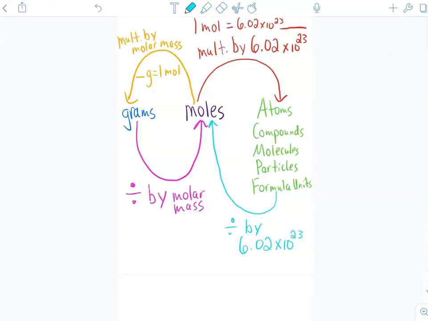Now we're going to look at, if we're given grams and we need to go all the way to atoms, compounds, molecules, particles, formula units, or the opposite. Okay, so we're still using this chart that we had made whenever we looked at our single step conversions. I'm not going to redraw it. I just put it here already. And then let's go ahead and get into some examples.